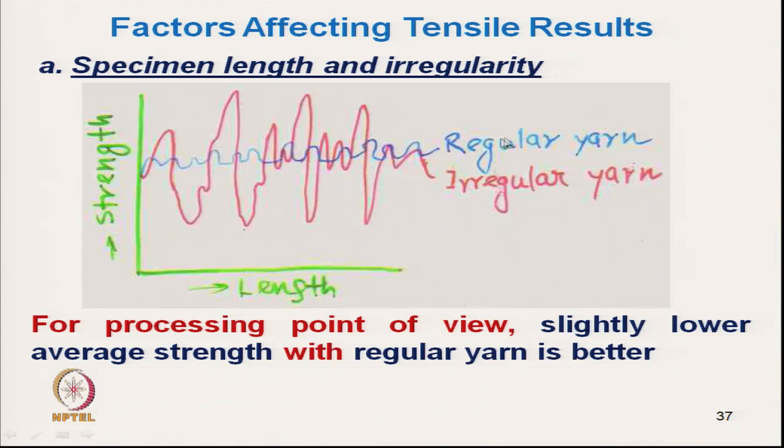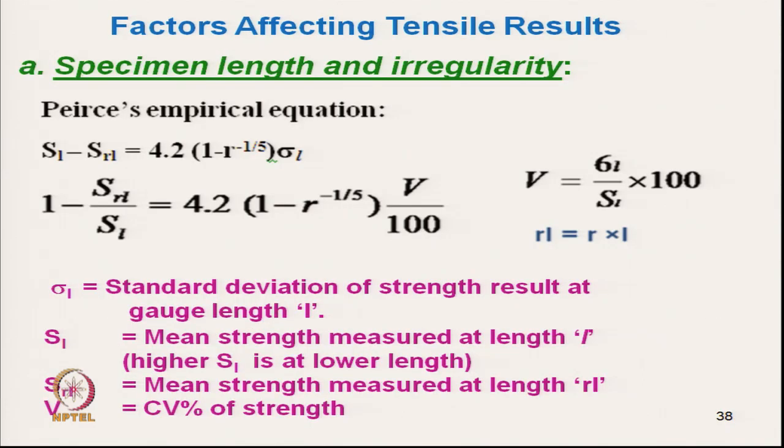On the other hand, the blue color shows the almost regular yarn, although maybe the mean strength is lower than the irregular yarn, but its breaking point will be higher than the irregular yarn. So, from the processing point of view, slightly lower average strength is okay, but the yarn regularity should be better. Now, this Peirce empirical equation shows this R ratio, R means the number of times it increases.